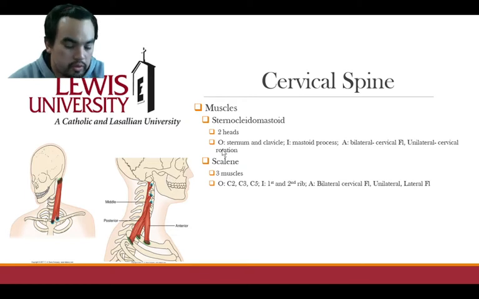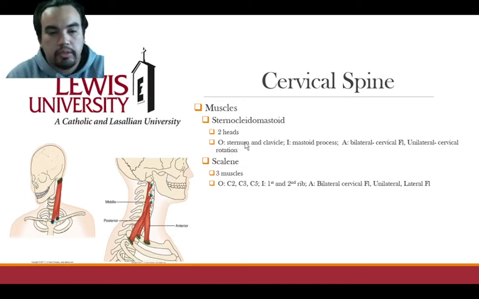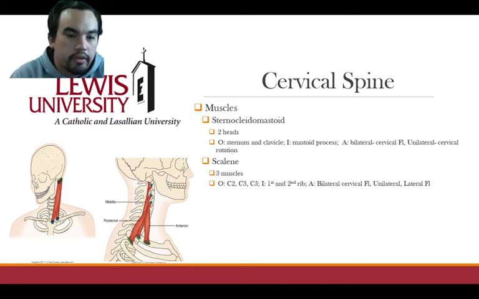So, since we've reviewed all that, let's go into the muscles of the cervical spine. First, we have the sternocleidomastoid. There are two heads of this muscle, and if you look, it originates on the sternum and the clavicle, and it inserts on the mastoid process, which is right behind your ear.